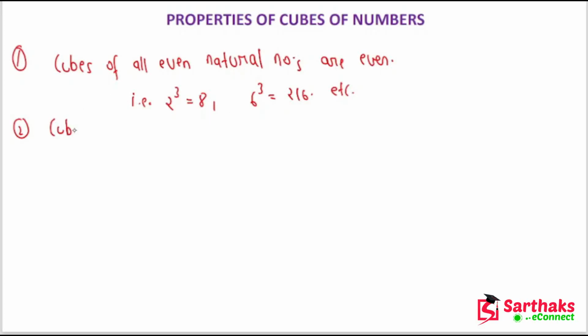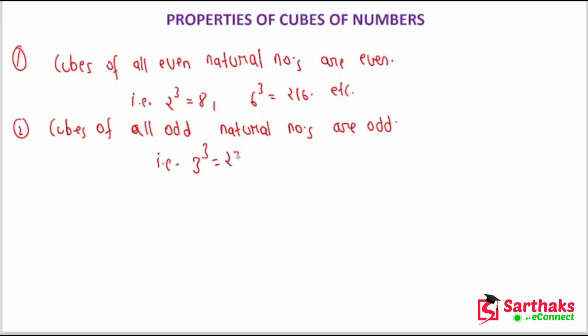Similar property holds for odd numbers also, where it says that cubes of all odd natural numbers are odd. You can see the example as 3 cube equals 27. Similarly, if you take 9 cube, it will be 729. 5 cube would be 125. So they are all odd, right?